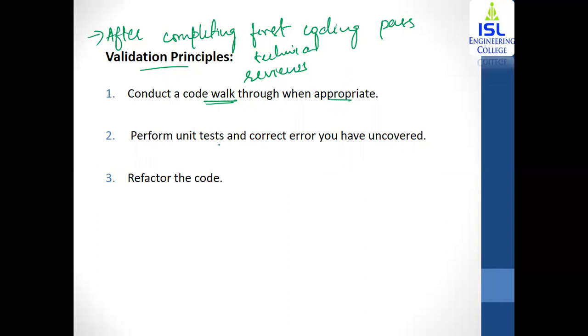The next one is perform unit tests and correct errors you have uncovered. Now what is unit test? If you remember, testing each and every component individually. So when you're testing each and every component individually, you're going to identify errors that are occurring within one component. So when you uncover those errors, you're going to also correct those errors.